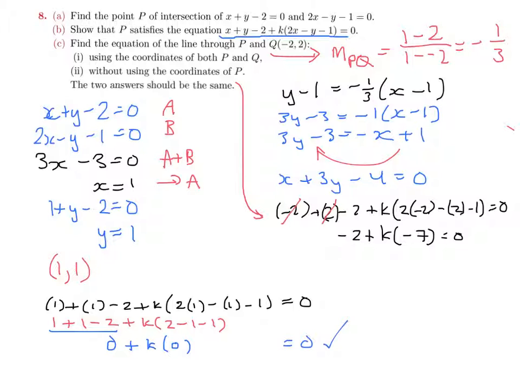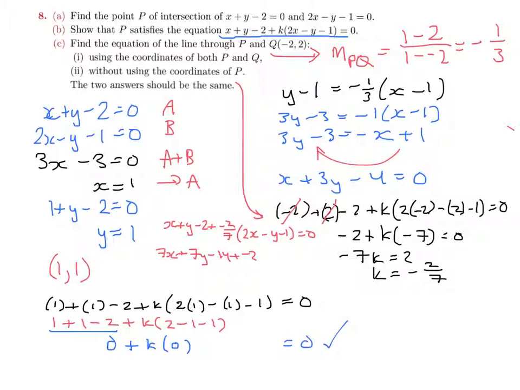So we get -7k = 2, k = -2/7. Now, we then push that back into our equation. So we get x + y - 2 + (-2/7)(2x - y - 1) = 0. Let's just multiply everything by 7 to get rid of that fraction. So we get 7x + 7y - 14 + (-2)(2x - y - 1) = 0.